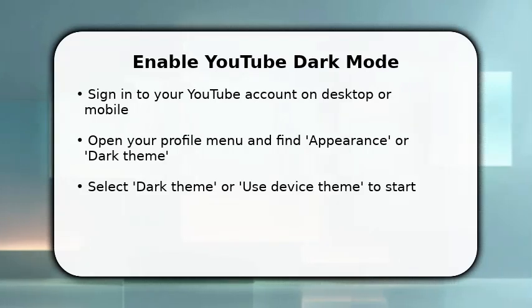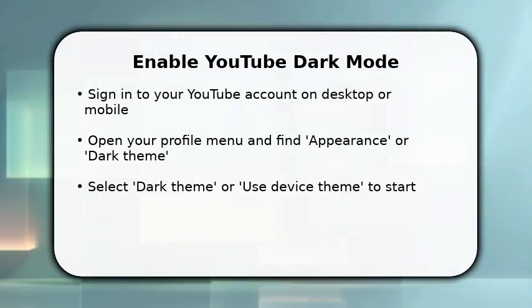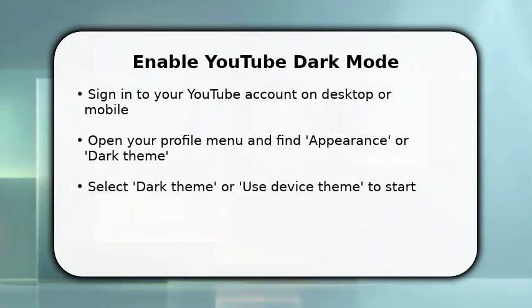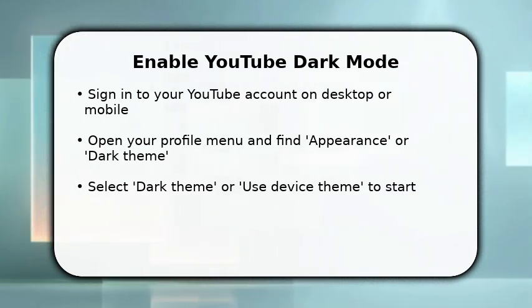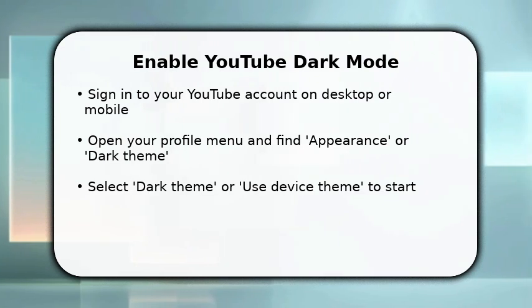You start by signing into YouTube because theme settings attach to your account or device. Once signed in, click your profile icon, then choose Appearance or Dark Theme from the menu. Select Dark Theme to force the black interface, or choose Use Device Theme to match system-wide dark mode.